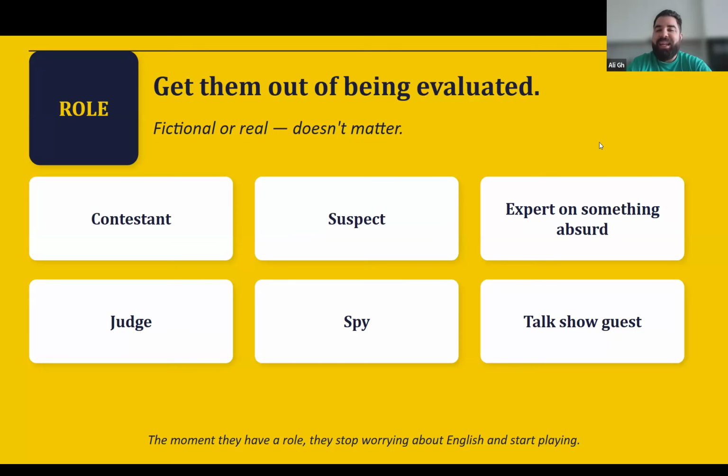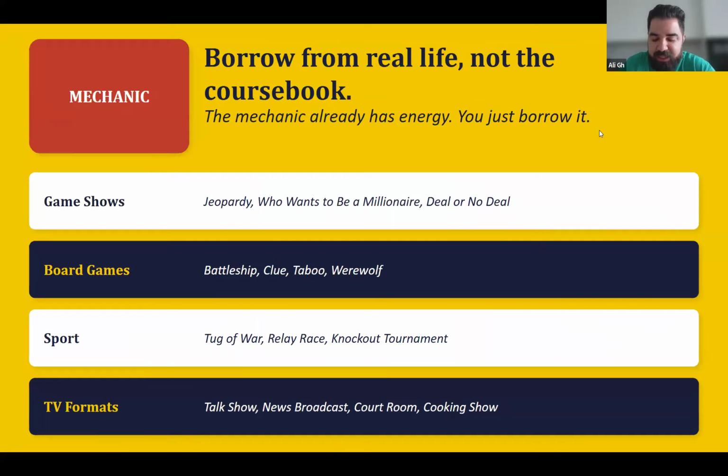All right. Mechanic. What is a mechanic? Mechanic is basically how you run the game, how the game works. Now, a lot of people think that you need to come up with original mechanics. You don't need to, okay? You just need to find a game or a system you like and adapt it to what you do. I do that all the time. You don't need to reinvent the wheel, for God's sake. If you like something, if it has energy, just take it from there.